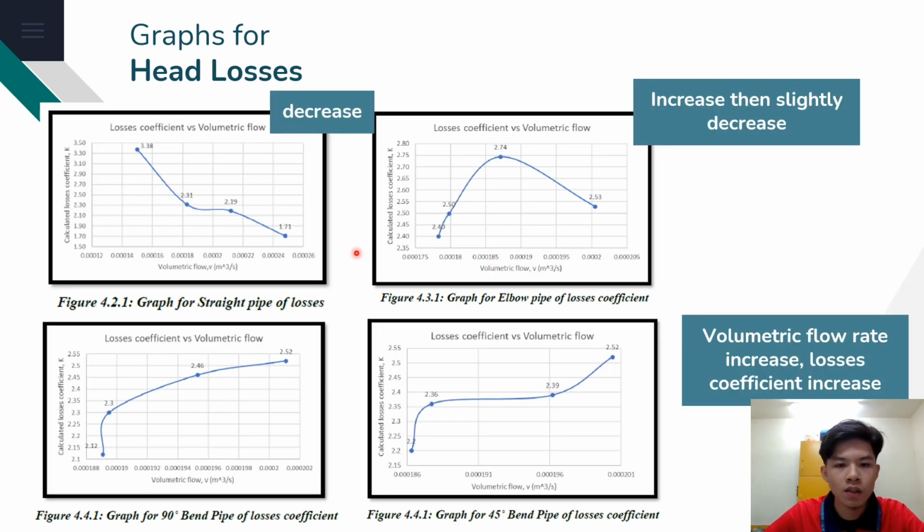For the head losses, as you can see, there is a varying trend in each of our different graphs. So for the first one, we go for the straight pipe losses. We can see that the trend decreases when the volumetric flow rate increases. Next, for the elbow pipe, you can see that the graph increases and then slightly decreases. And for the 90-degree bend pipe and the 45-degree bend pipe, we can conclude that when the volumetric flow rate increases, the losses coefficient will increase.